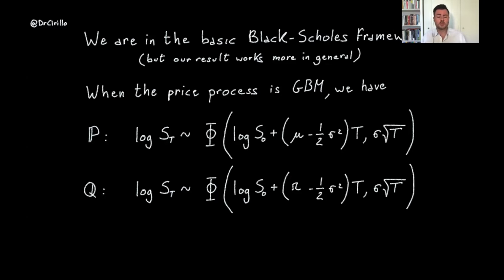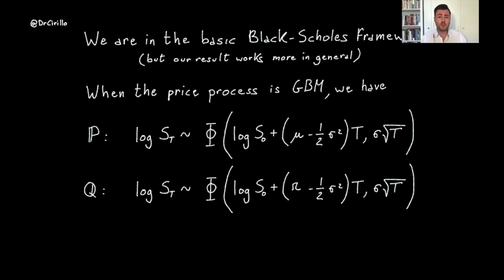But the results, as I will show you later, actually work more in general. So we can definitely change the geometric random motion as a process. We can make it more flexible. We can even totally change the process. And as long as we stay within the Ito processes framework, more or less, okay, it becomes more complicated, but more or less what we are seeing here still holds.